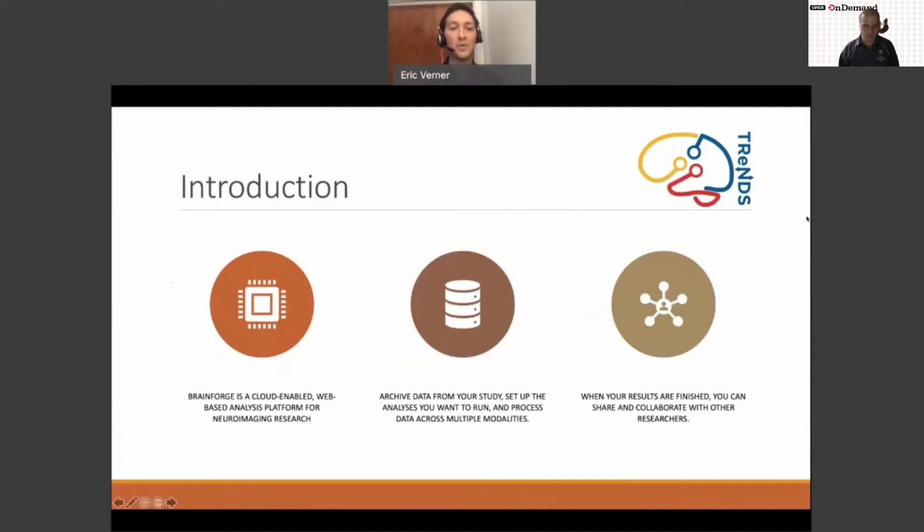BrainForge is a cloud-enabled web-based analysis platform for neuroimaging research. BrainForge allows you to archive data from your study, set up the analyses you want to run, and then process data across multiple modalities. When your results are finished, you can share them with other collaborators on the web.